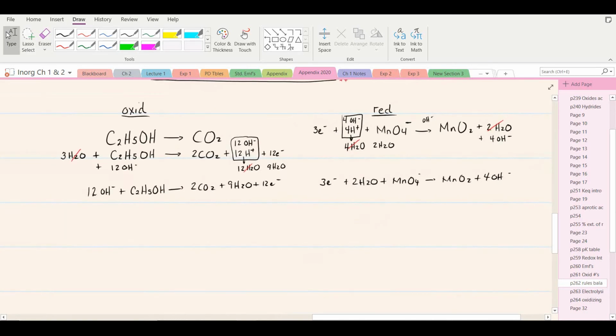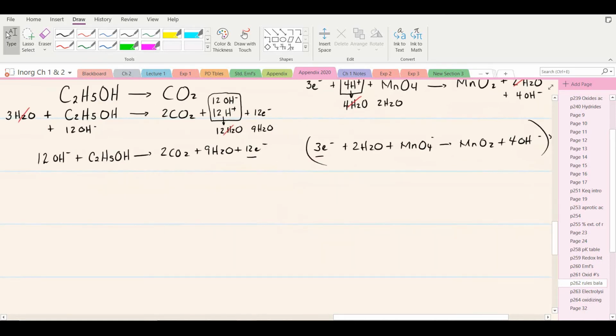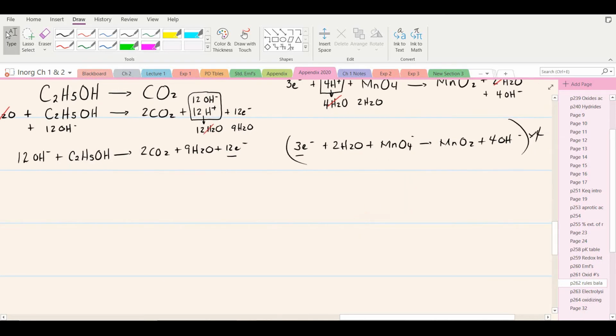So the next step is to combine these two half reactions, but I have to do so in the stoichiometric ratio where the number of electrons gained is equal to the number of electrons lost. So I have 12 electrons and 3. The lowest common multiple is 12. If I multiply the right-hand equation by 4 and then combine them together, it should be okay. This is not difficult, but it just takes care.